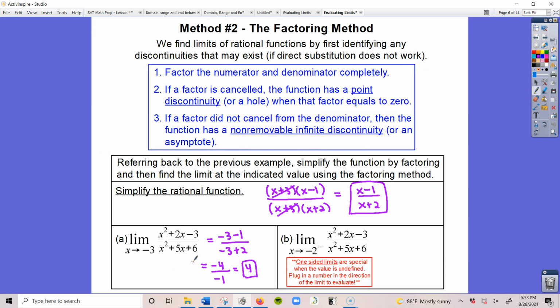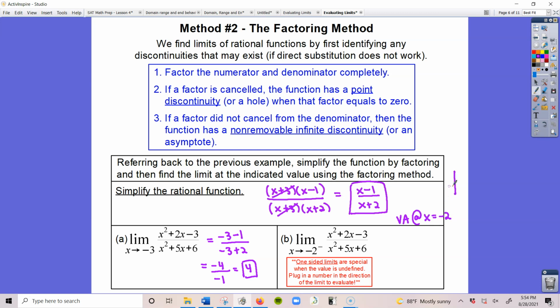Factor your rational function, so that way you can get rid of that problematic factor. Because the whole problem was that we ended up with 0 in the denominator because of the x plus 3. So when you get rid of it, you're able to plug in the number and get an actual answer. Now for this one, this is a one-sided limit, right? That x is approaching negative 2. But even with my simplified rational function, if I plug in negative 2, I still end up with 0 in the denominator. And that's because we have a vertical asymptote at x is equal to negative 2.